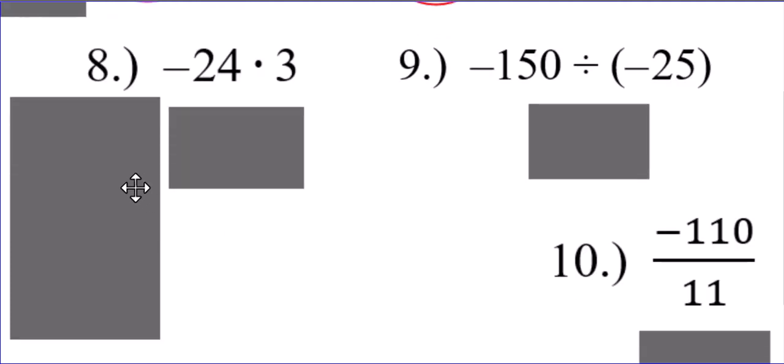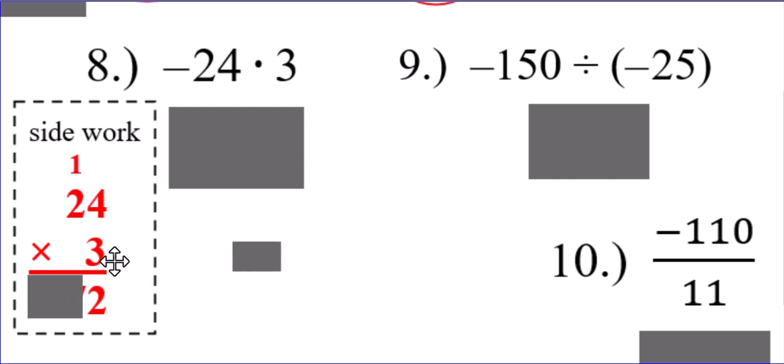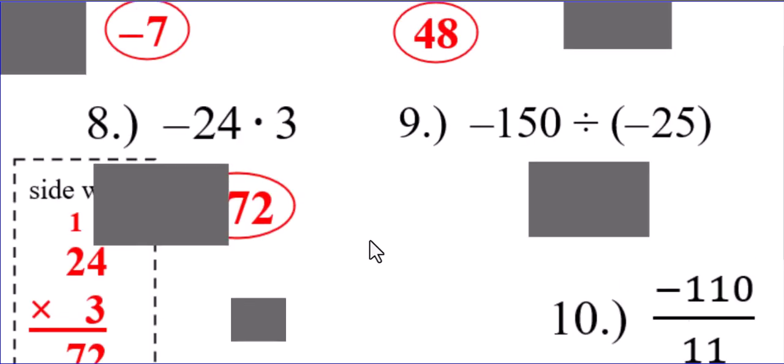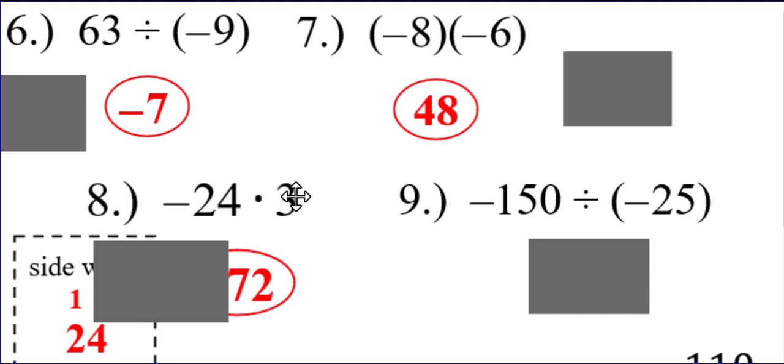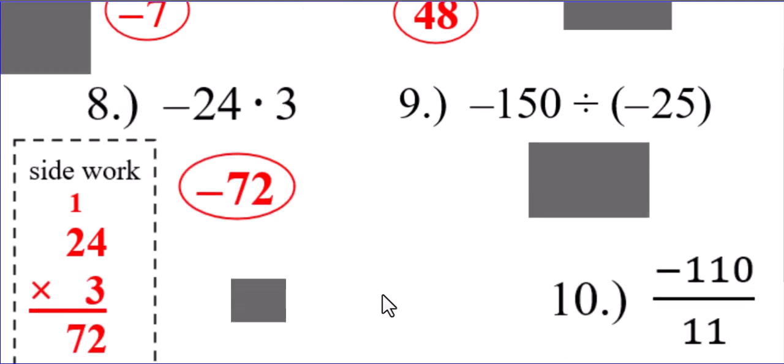Problem number 8, you might not know what 24 times 3 is off the top of your head. 4 times 3 is 12, carry the 1. 3 times 2 is 6, plus 1 is 7. So this gives me 72. Should it be positive or negative? Since this is a negative times a positive, different signs, that's going to give you a negative answer.